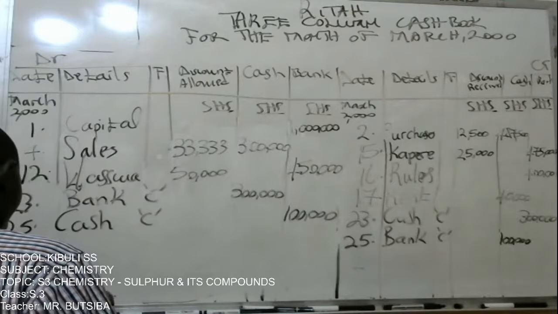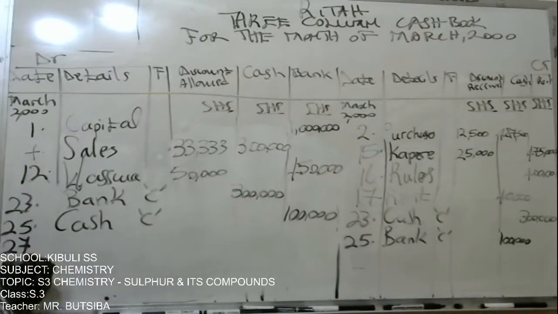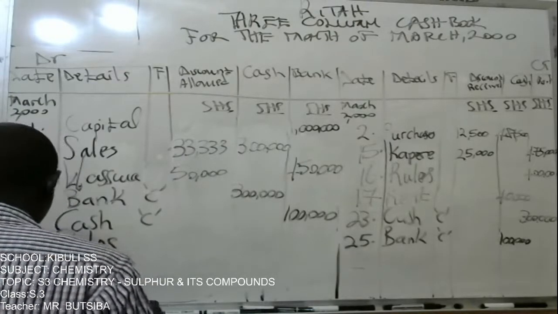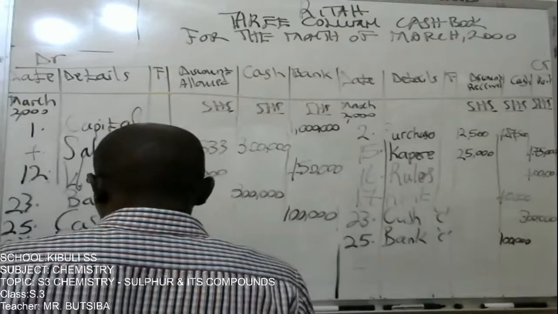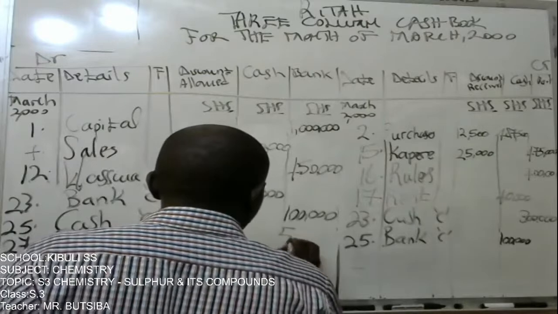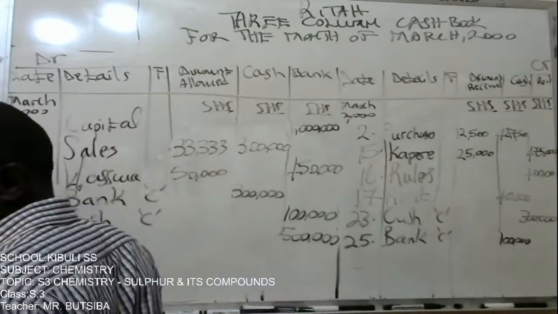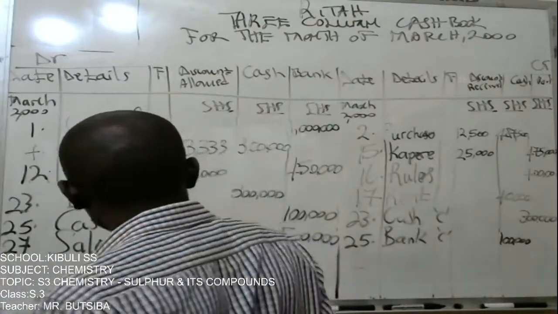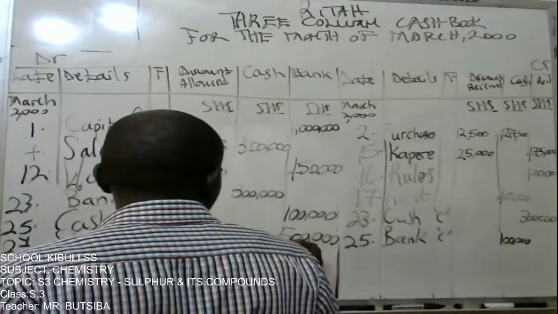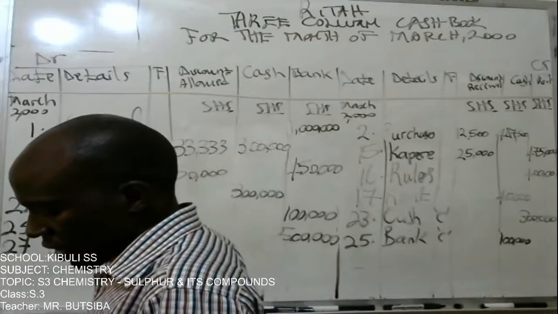Then lastly, sold goods by check. You sold goods by check on 27th. That means you received money from sales, 500,000 by check, implying that the bank column is the one that received. Any question there? Those were the transactions for that question.